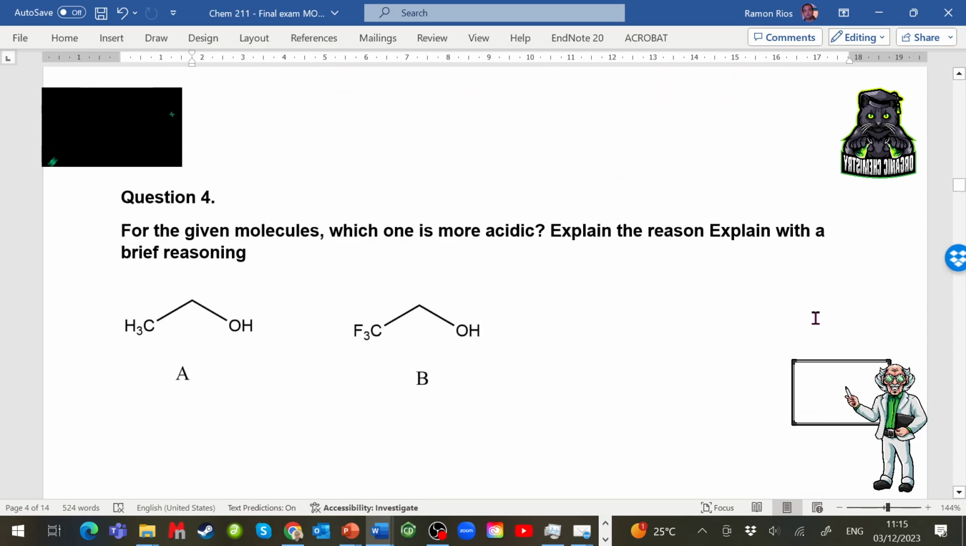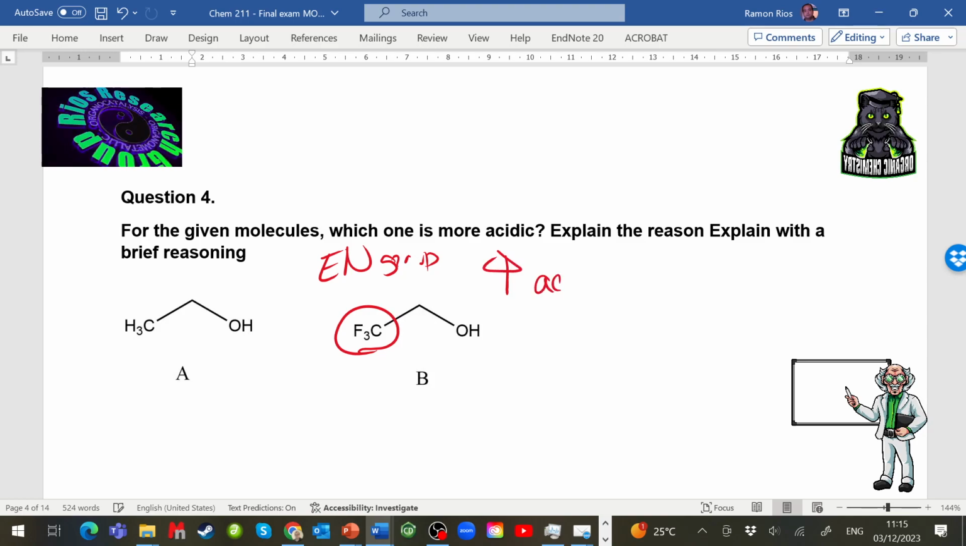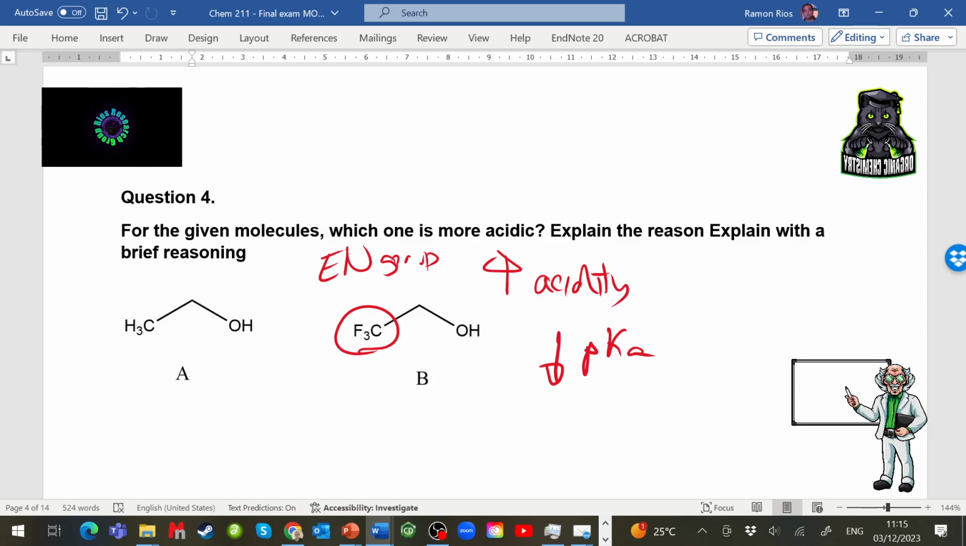Problem number 4. For the given molecules, which one is more acidic? Well, in the first one we have 2 alcohols, but in the alcohol B we have a very electronegative group. That means that it will increase the acidity, will decrease the pKa. Okay?